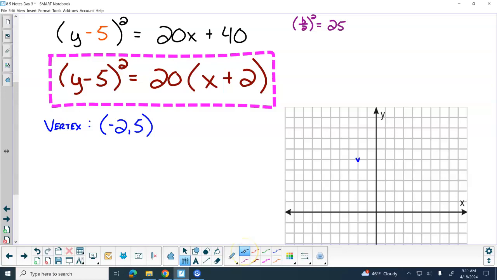Which way does it open? Right, because it's a positive 4p value. It's a y squared, so that means it's going to open to the right. Okay. What is my p value? 5. Because 4p is equal to 20, so p has to be equal to 5. Okay. That means that I can find my focus. My focus would be 5 units to the right. 1, 2, 3, 4, and 5. So my focus would be there at the point 3, 5.